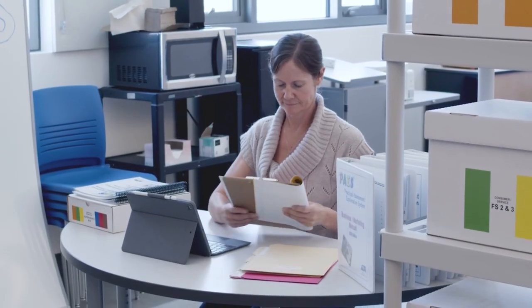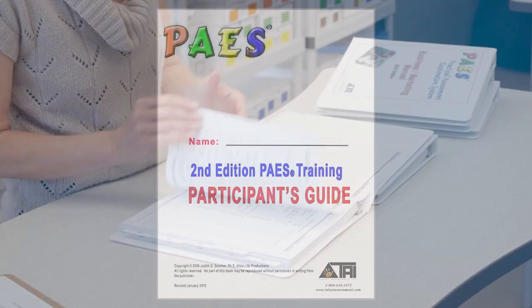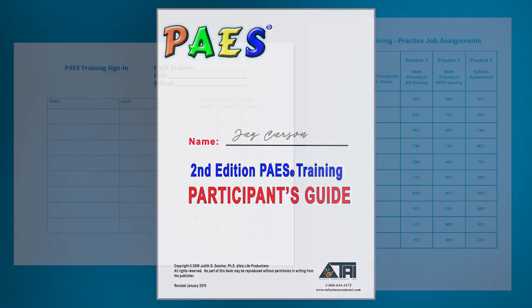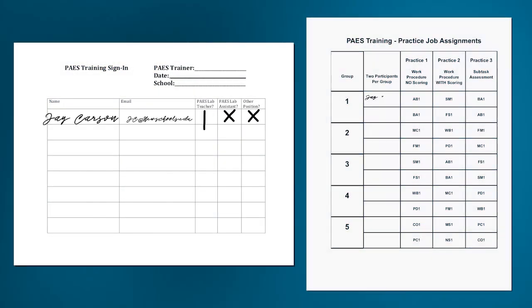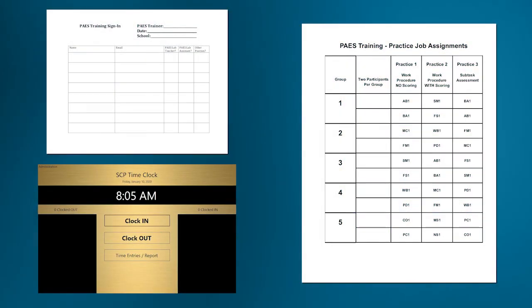Before we begin, let's make sure you have the PAES training materials you need. First, sign in on your PAES Training Participants Guide. And second, remember to sign in on the PAES Training Sign-In Sheet, the job assignment chart, and the PAES timing software. If you have not yet signed in, pause this video and sign in now.